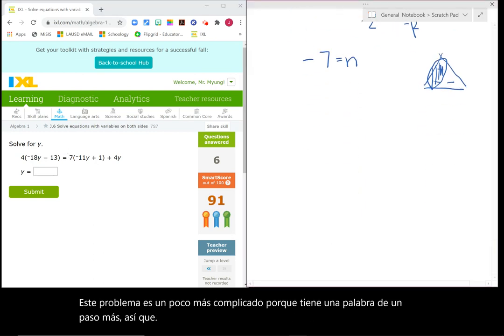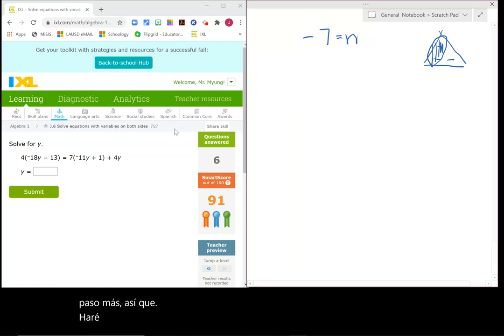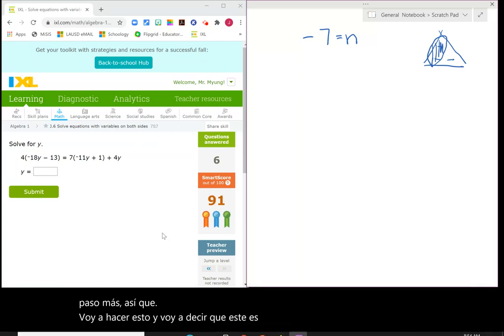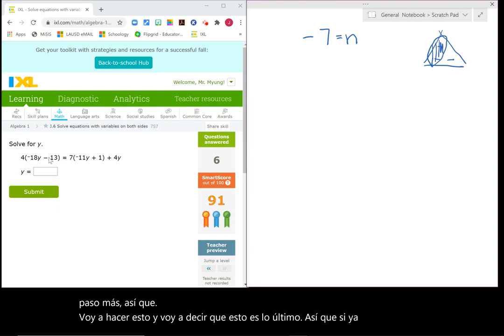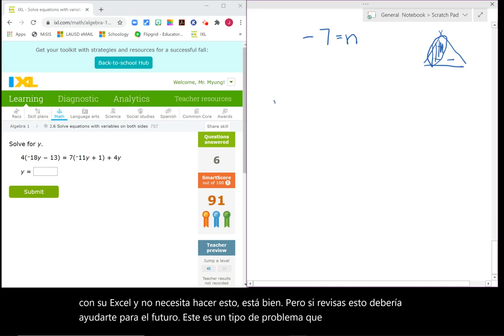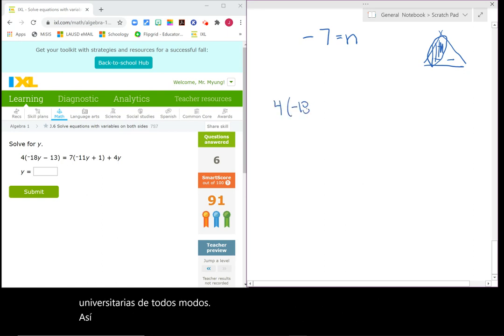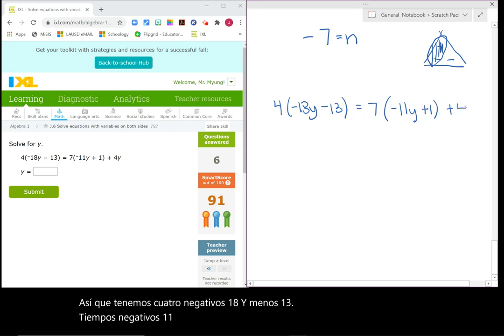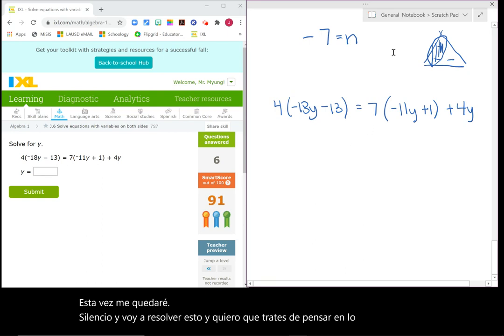I will do this one, and I'm going to say this is the very, very last. So if you're already done with your IXL and you don't need to do this, that's fine. But if you review this, it should help you for the future. This is a type of problem you'll see in college math anyways. So we got 4 times negative 18y minus 13 equals 7 times negative 11y plus 1 plus 4y. This time, I'm going to stay quiet and I'm just going to work this out. And I want you to try to think of what I'm doing as I do this problem.